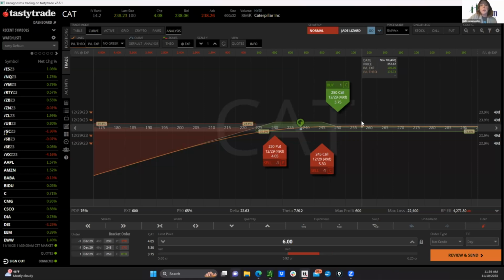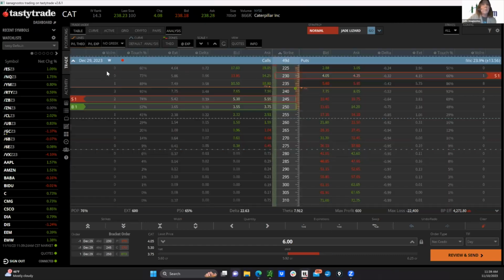Now, Caterpillar is an expensive stock, and this is an undefined risk trade. It uses a lot of capital. In my account, it's over $4,000 to place this trade. So let's go back to the table page, and I will show you how you can define your risk.